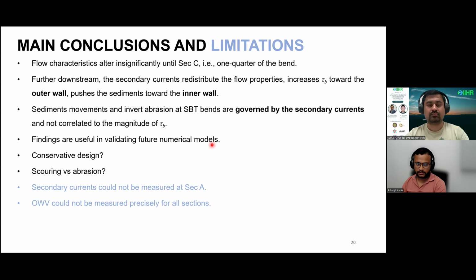However, some limitations of the study: secondary currents of type 2 could not be measured at section A, and the outer wall vortex could not be measured accurately for all the sections. The main reason is the small stereo angle between the cameras. If we observe the camera assembly, all those cameras were connected in one assembly with a very small stereo angle, between 3.6 and 4.2 degrees. So that's a lesson we learned.